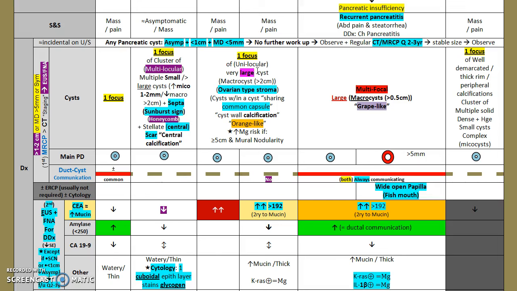When we move to the mucinous cyst, which are usually one focus, unilocular, they are larger cysts, which means that they are more than 2 centimeters. They have ovarian type stroma. When they describe it, they say a cyst over a cyst, sharing a common capsule, and they appear orange-like. When we move to the IPMN, they are multifocal. They usually are large, and they are grape-like, because they occupy multiple locations, and they are cystic, so they look like a bunch of grapes.